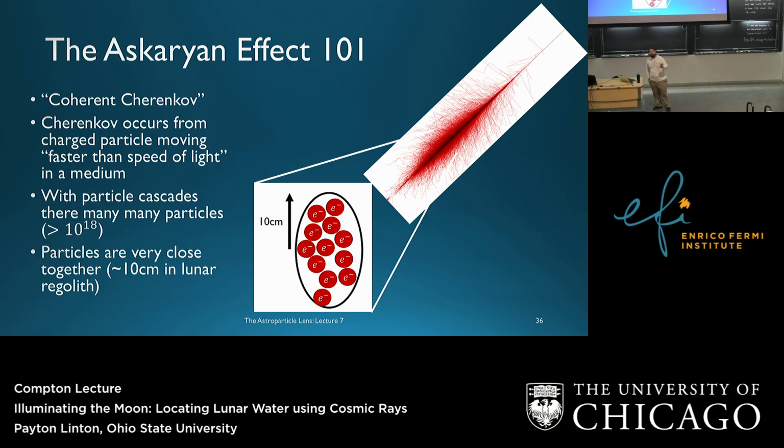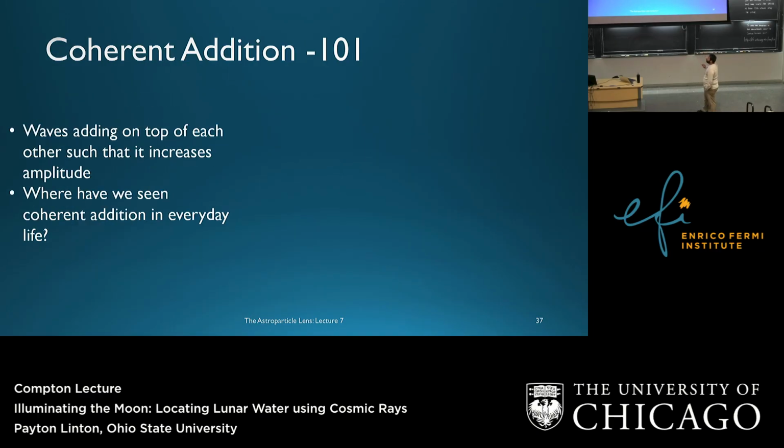There's billions. And in the lunar regolith, because it's so dense, all of those billions and billions of particles are all contained within a small disk about 10 centimeters, right? And so if you have billions and billions of particles, all doing the same thing of producing this Cherenkov emission, what does the end result look like? And for this, we end up with a radio pulse, which we call coherent Cherenkov, right? This is what happens when you look at billions and billions of particles. They coherently add.